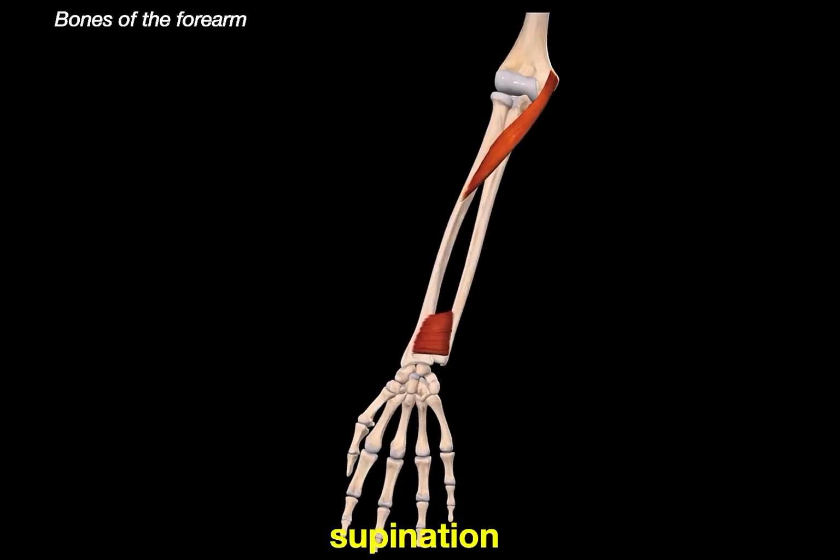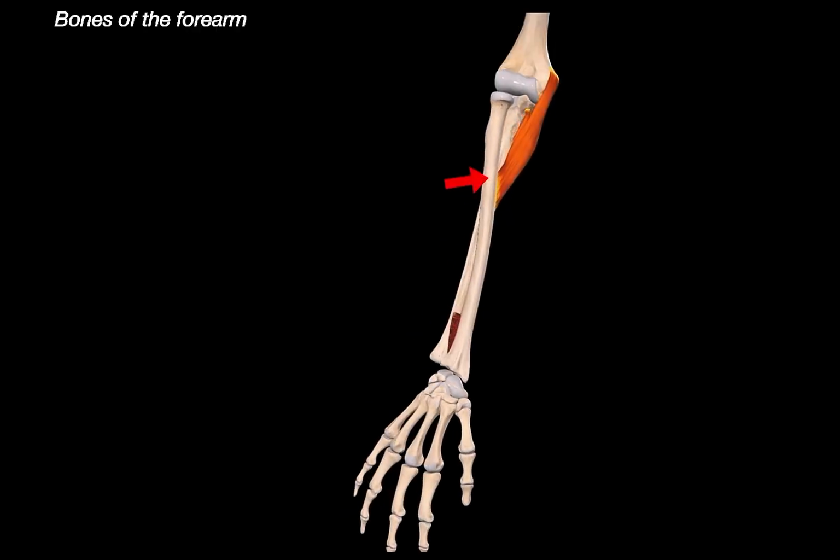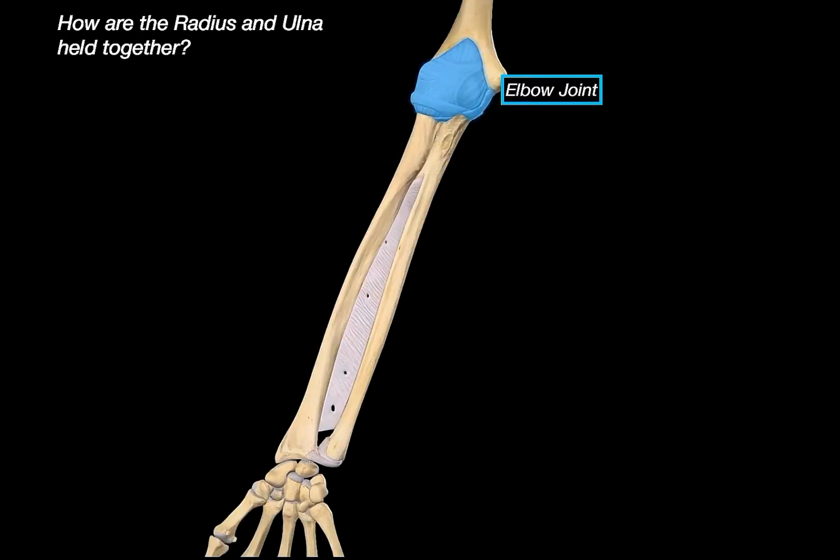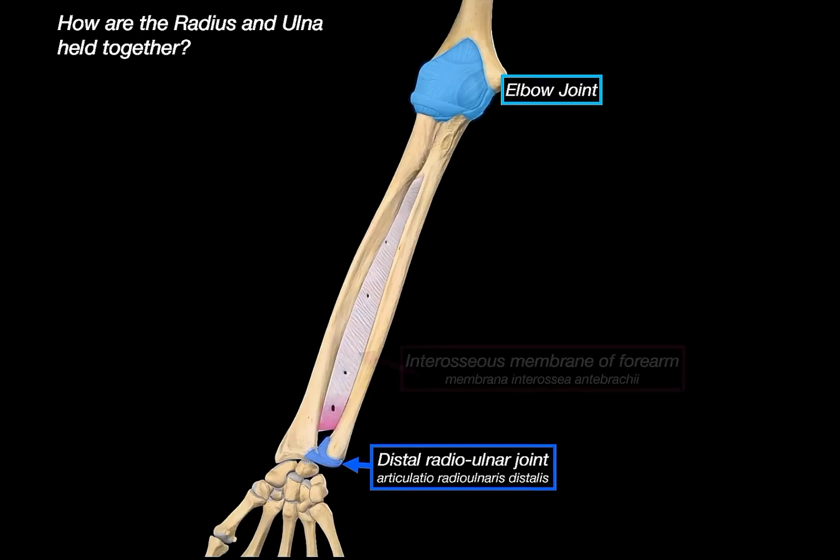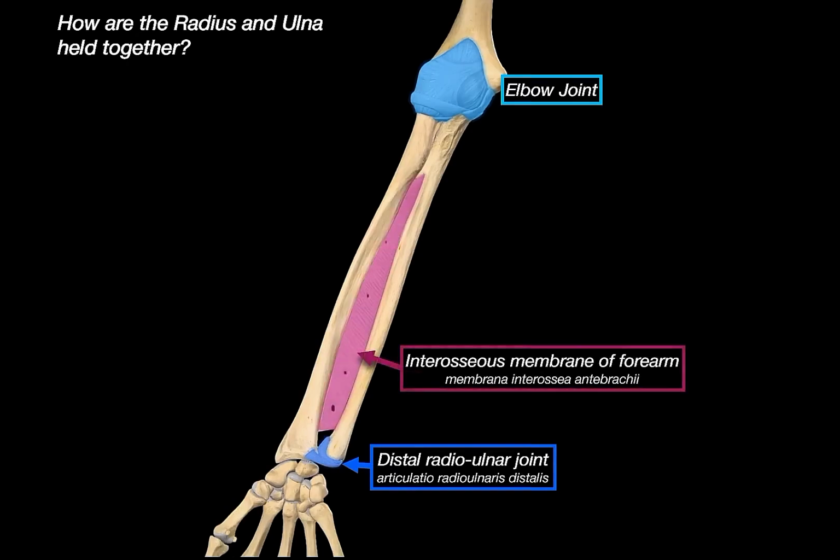Structures holding the bones together. The radius and ulna are connected by several important structures. Proximally, the elbow joint. Distally, the distal radio-ulnar joint. Along the shafts, the interosseous membrane. The interosseous membrane not only stabilizes the bones but also transmits forces between them and provides passage for vessels and nerves such as the anterior interosseous artery. Another small structure called the oblique cord extends from the ulna to the radius just below the radial tuberosity. Although not always emphasized in textbooks, it contributes to the stability between the two bones.